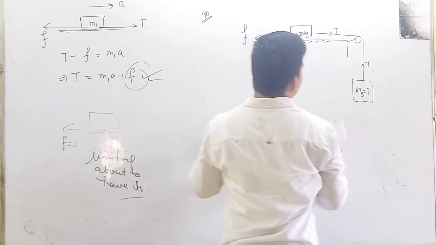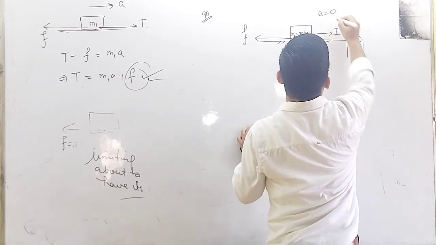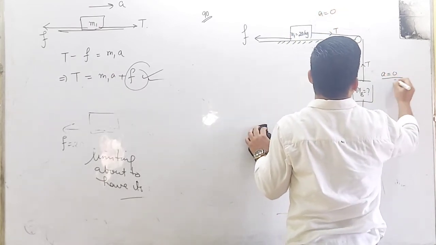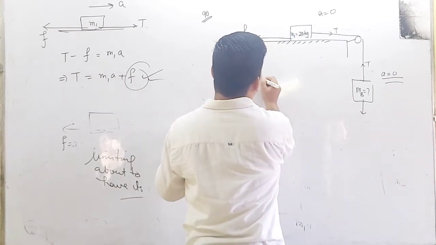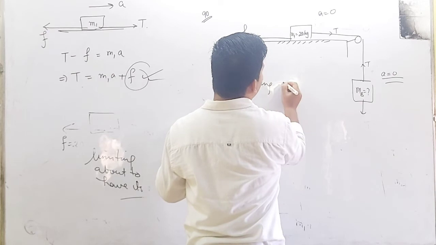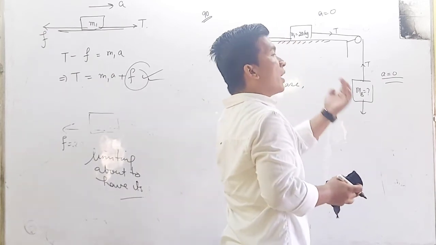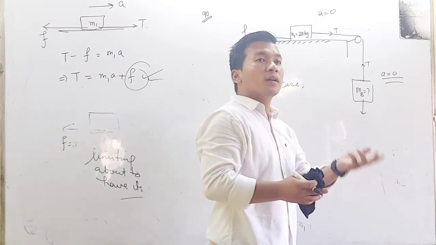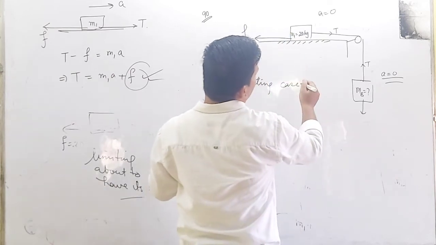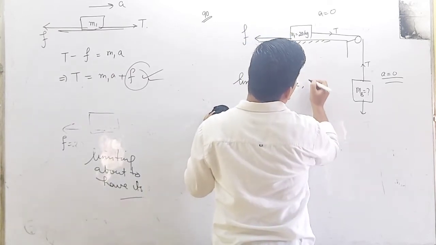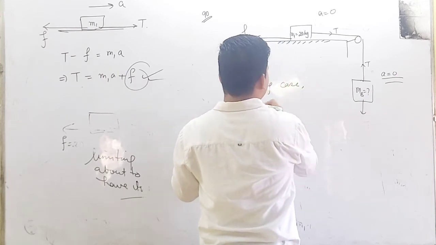Here it is very simple. Your acceleration is equal to 0. This is our limiting case. In the limiting case, the particle mass is about to have its motion. It is not yet moving. This is the limiting case.